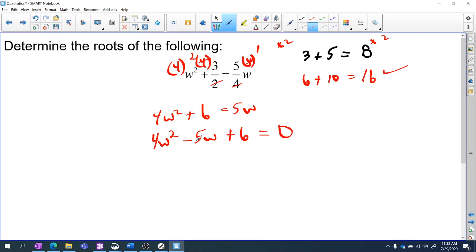And now we have ourselves a hard trinomial. 4 and 6 is a positive 24. And I have to add to give a minus 5. Positive 24, so I could go 6 and 4, 8, 3. This isn't going to work, is it? 4w squared. So I'm guessing 8 and 3 were supposed to work, but there's a sign wrong here.